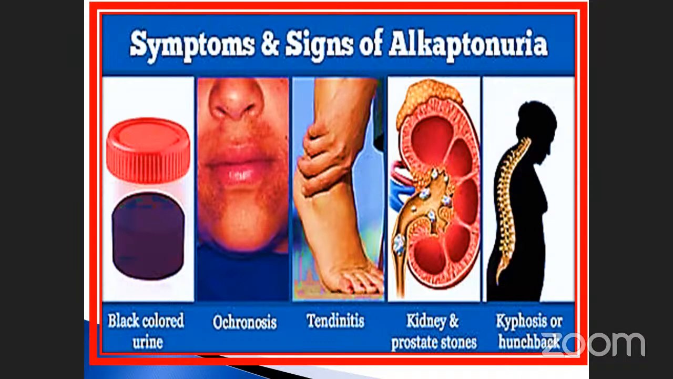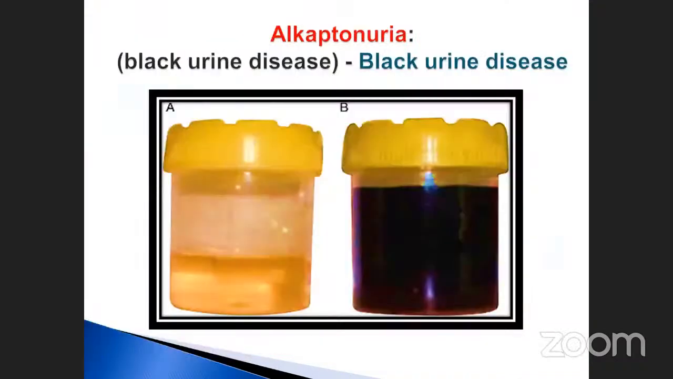Stone formation takes place inside the kidney due to the deposition of the acids. Another one is called kyphosis, or another one is called UNCAC. It's another type of disease, mostly affecting the central nervous system. These are the symptoms due to alkaptonuria. So this is alkaptonuria.